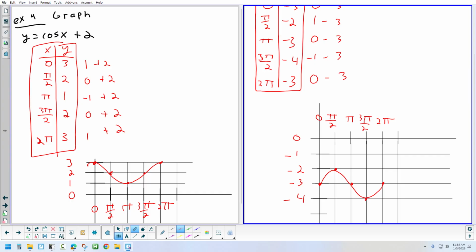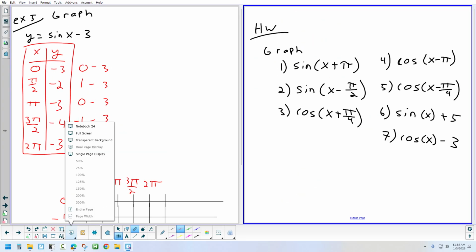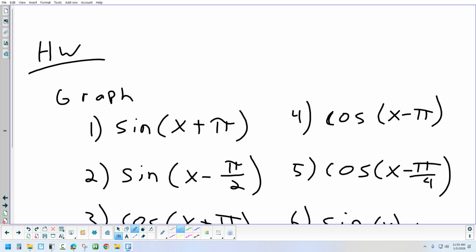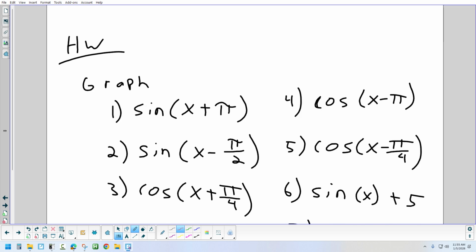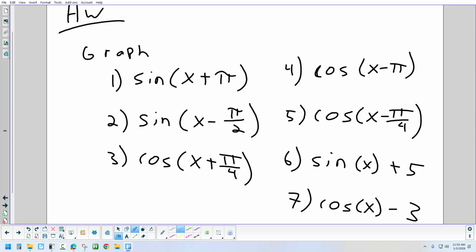All right, perfect. So the homework for tonight is to graph those 7. There is a worksheet online. If you click on it, it has the graph paper already on it, if you want to use it. And those 7 problems are already written on the worksheet in the homework as well.